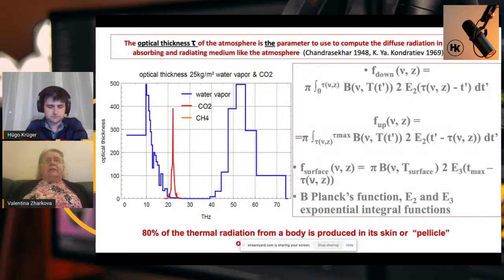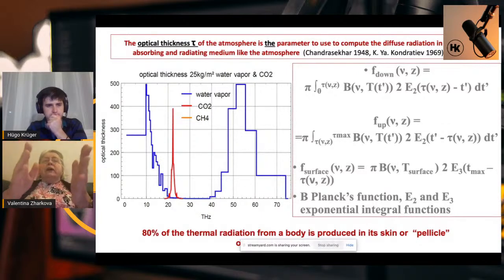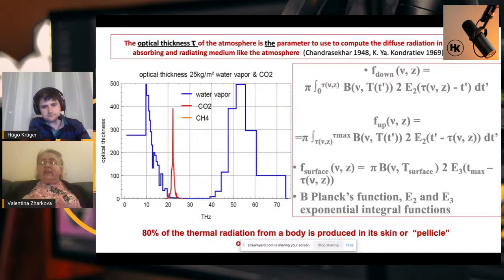So what is optical thickness? It's the number of atoms on the line of sight in one cubic centimeter, multiplied by the absorption coefficient. So if the absorption coefficient is 10 to the minus 8, then you have to have 10 to the 8 particles to get optical thickness 1. Or you have to have 400 times 10 to the 8 particles to have optical thickness 400.